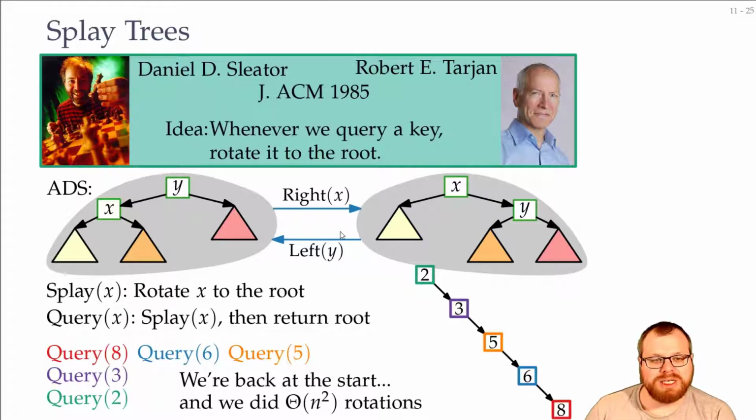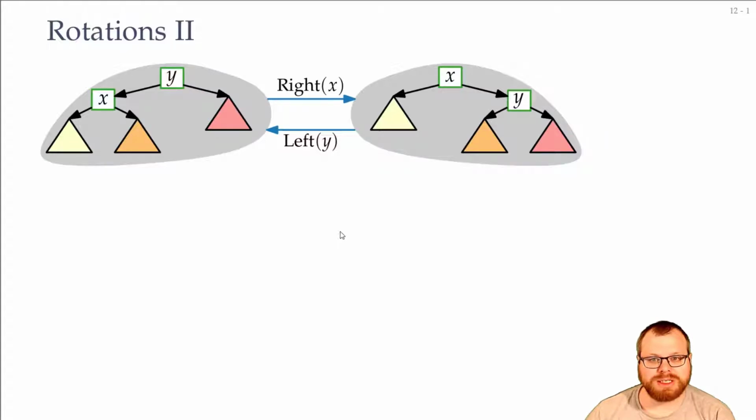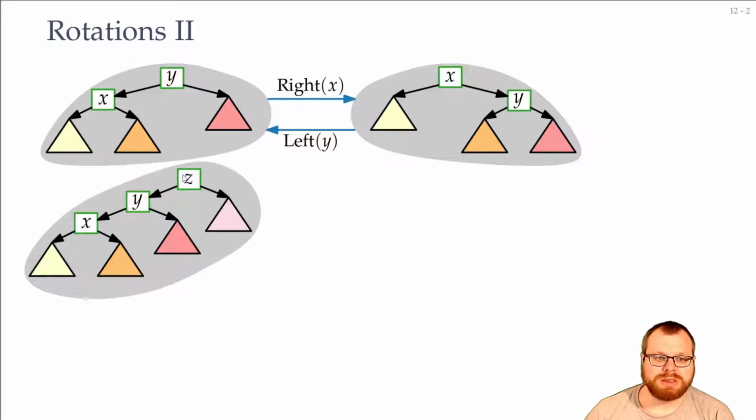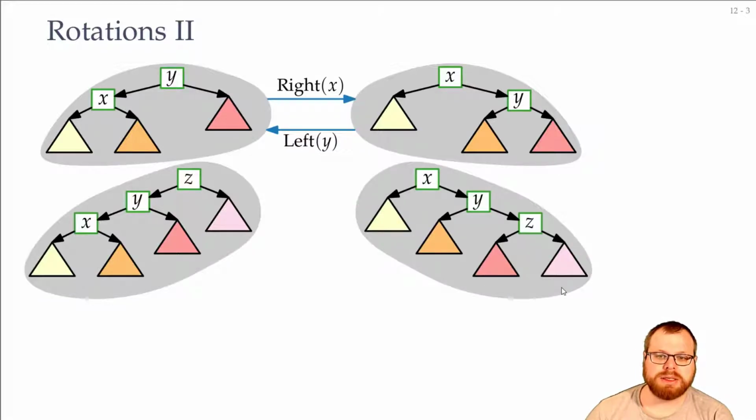Instead, we need a bit more involved rotations. We need double rotations. Instead of just going from here to here and here to here, we want to move vertices up by 2 levels. So let's say we have the following situation. We have our key x here, its parent y, and that's parent z, and we want to move x up. So we want to get something that looks like this. How can we do that?